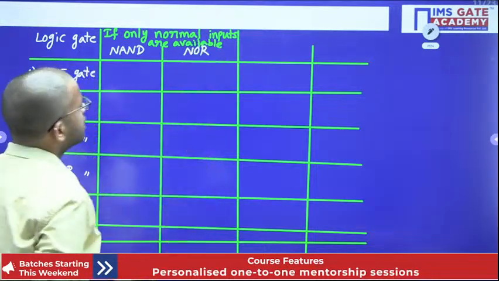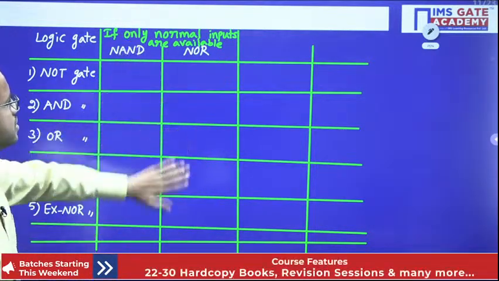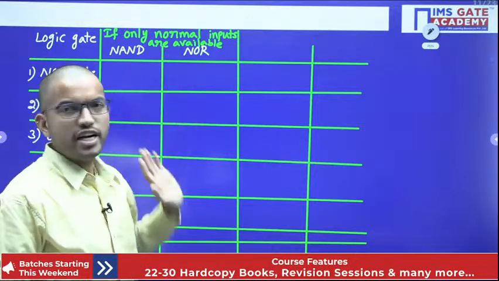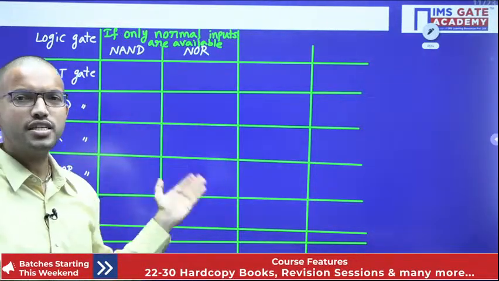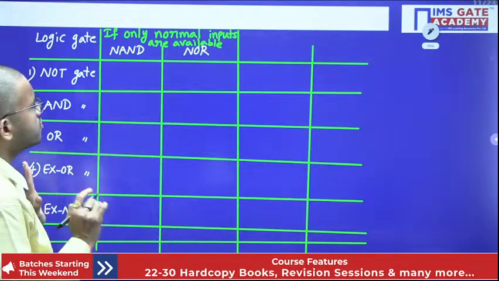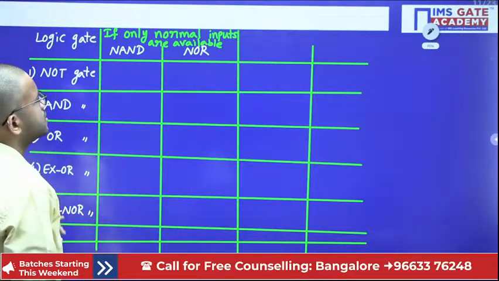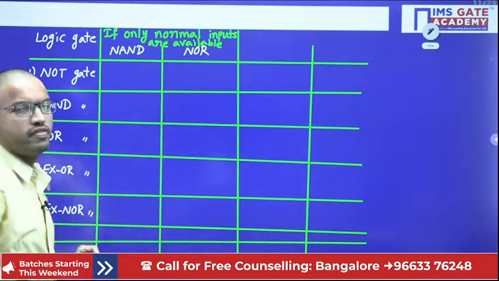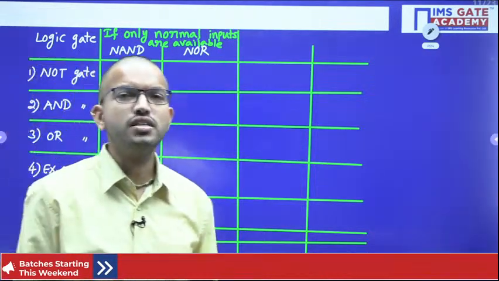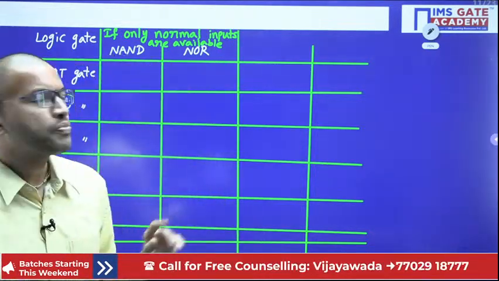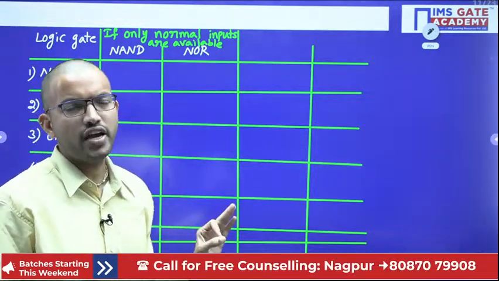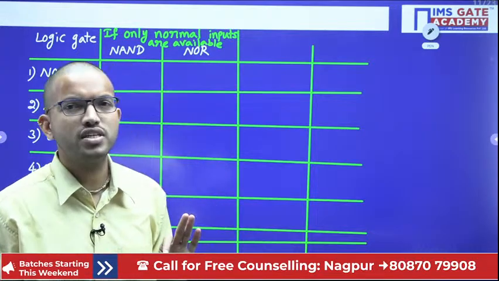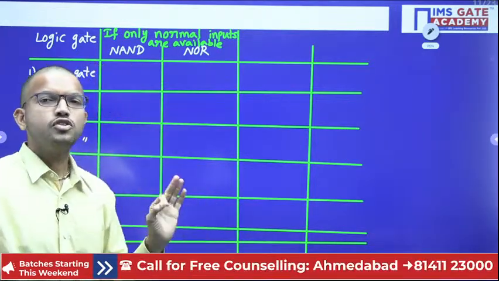If only normal inputs are available, then we'll write the minimum number of NAND gates required, minimum number of NOR gates required. Whatever we have discussed so far in the last session and this session, that is the case only when the normal inputs are available. In general, in the question, sometimes they will specify regarding the inputs in which form they are available.